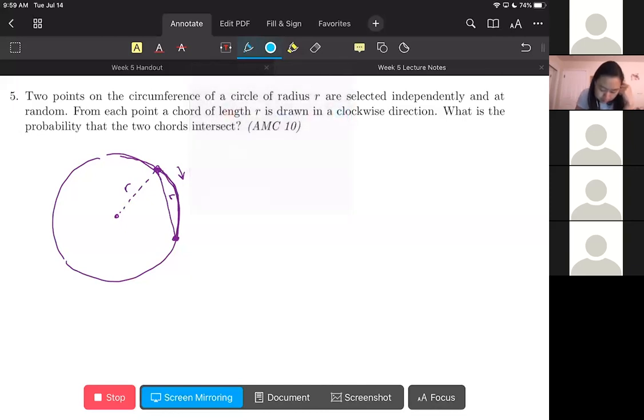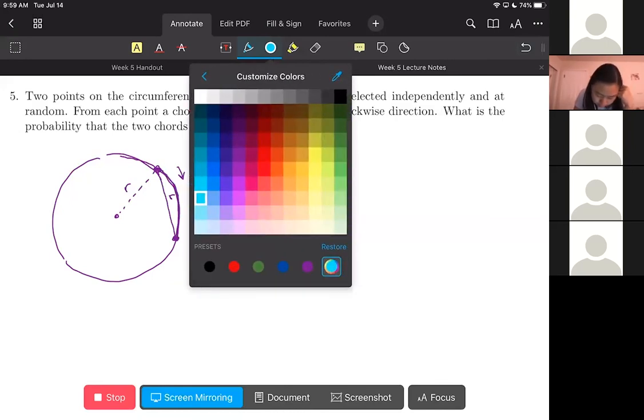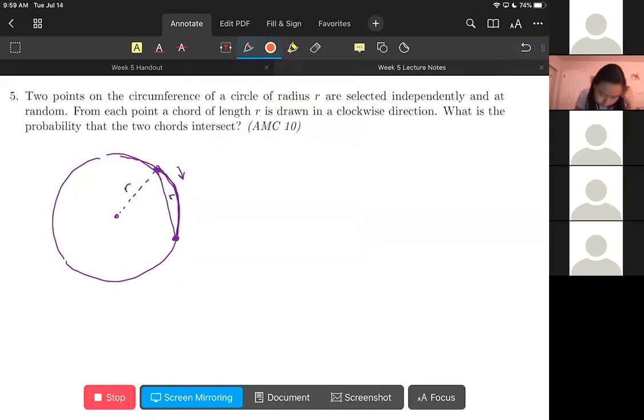Let me use a different color. So if it's along, this one's hard to see. Let's use maybe orange. So if it's along this arc right here, then it will intersect. So if I pick any point here, I'm going to get an intersection. The second option is if I pick something over here, I might intersect it as well, because if I pick something over here, I might also draw something like this.